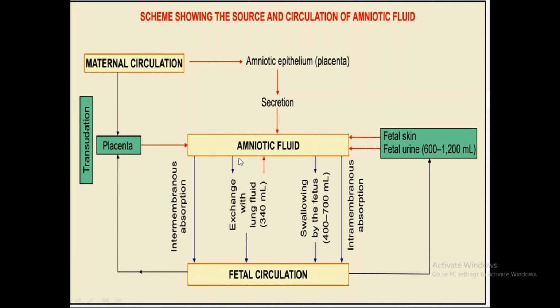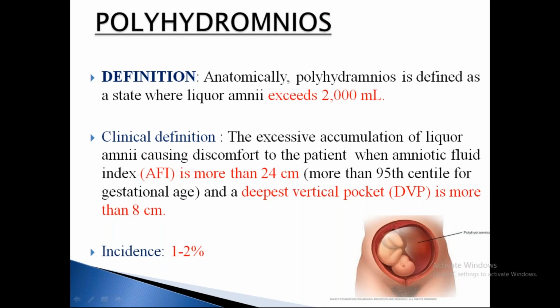How is the amniotic fluid formed? Because of maternal, placental, amniotic epithelium, fetal skin, and fetal urine. This is the formation. For the exchange, the swallowing and the intramembranous exchange will be present for the removal. So we are going to the topic polyhydramnios. Our topic today is polyhydramnios.